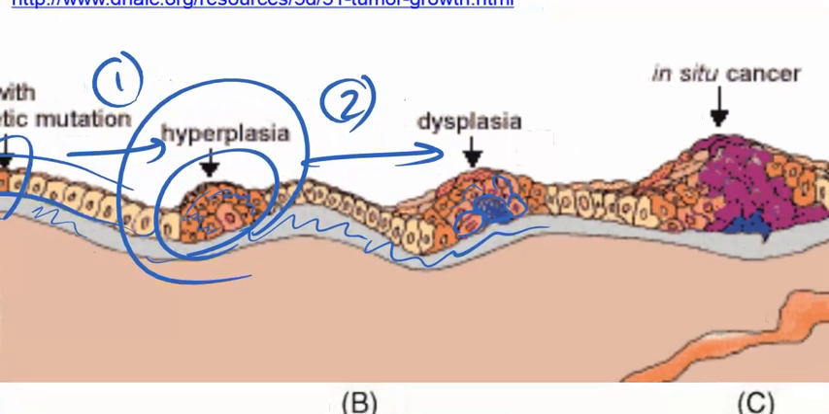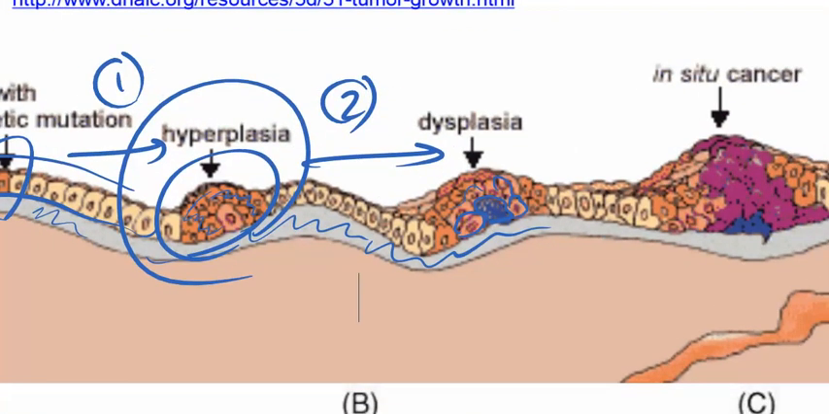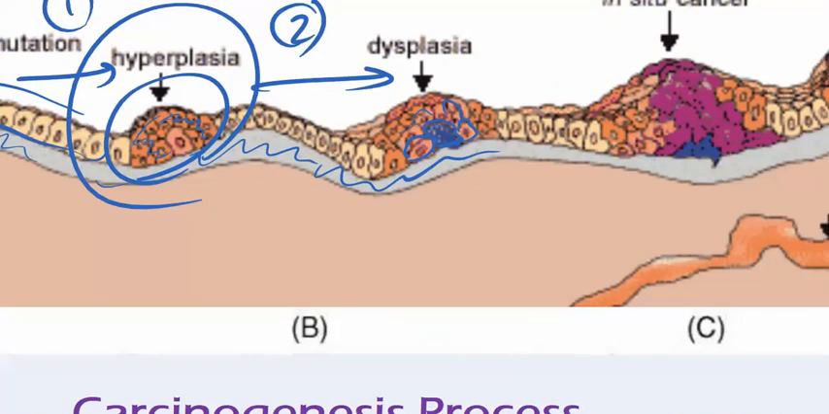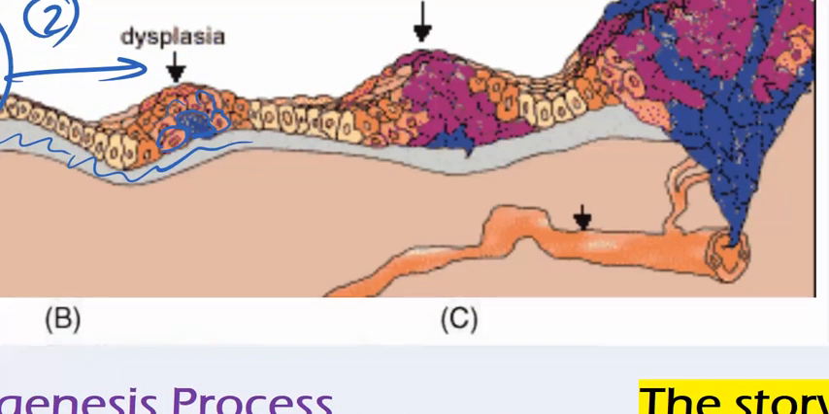As these mutations occur, it's going to get to a certain point where these abnormal cells are able to penetrate that basement membrane. Below that basement membrane, you have blood vessels. You see this blood vessel right here.